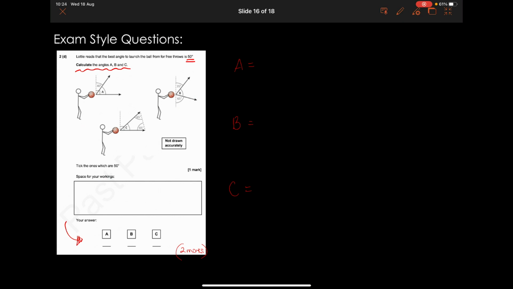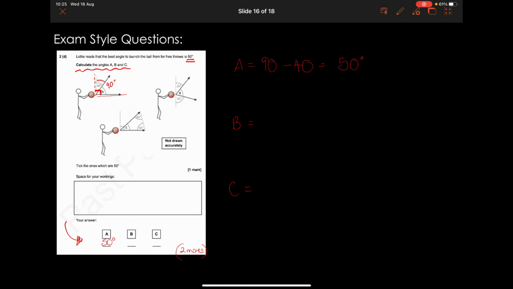If you've had a go, we can see that on this first diagram, this angle here entirely is 90 degrees, because it shows us that using that little corner. We know that this is 40 degrees. So to work out A, we just need to do 90 take away 40, leaving us with 50 degrees. So A is 50 degrees.